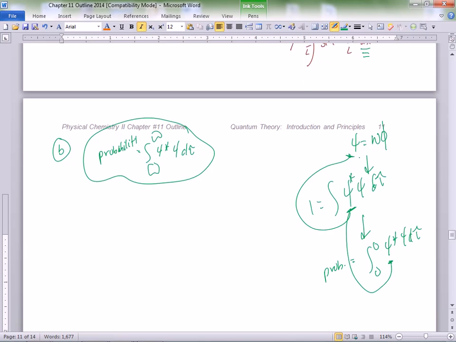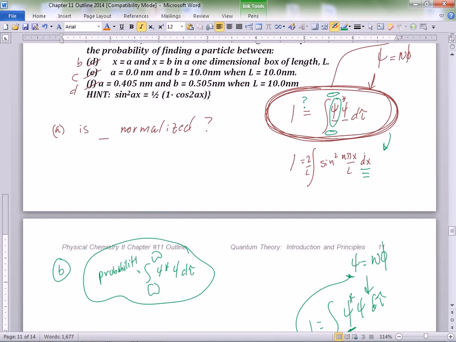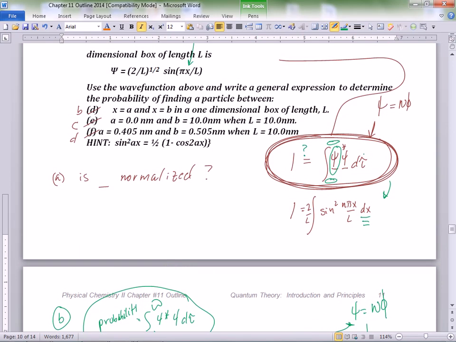So see if you can write that general expression and solve for it. Right? You want to get a general expression for the probability. So they just set from A to B? Mm-hmm. A and B are your limits, little a and little b. What was the wave function? I didn't write it down. I thought it was square root 2 over L sine n pi x over L.